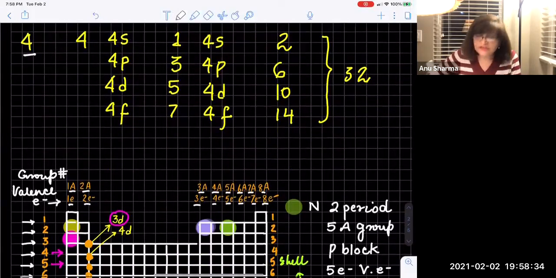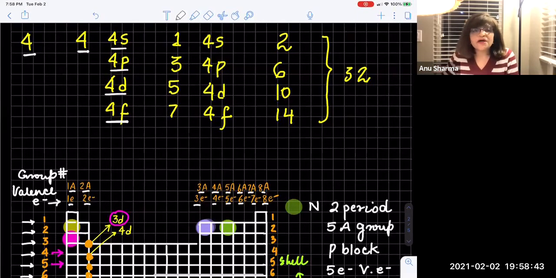Let's look at the fourth energy level, the last one, the big one. It has four subshells. The names are 4S, 4P, 4D, and 4F. 4S has only one orbital. Name is 4S orbital. 4P is made up of three orbitals. So the P subshell is always made up of three orbitals, whether it is in 4P, 3P, or 2P. And the name of the subshell and the orbital are the same.